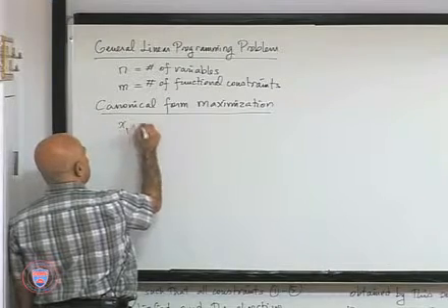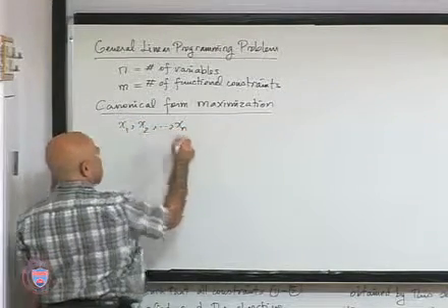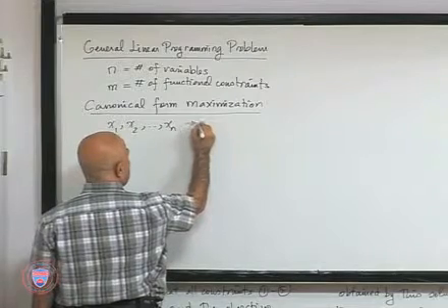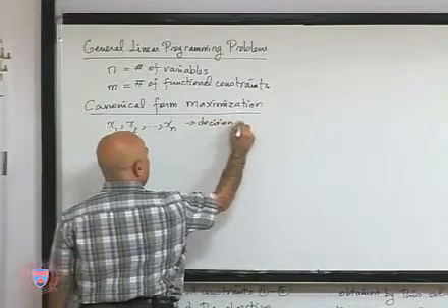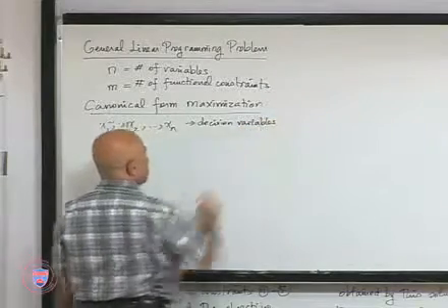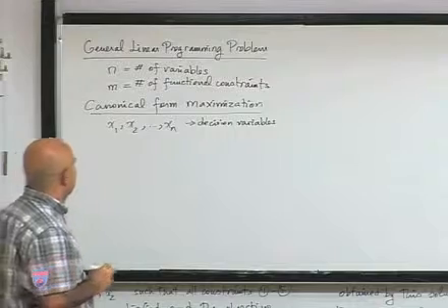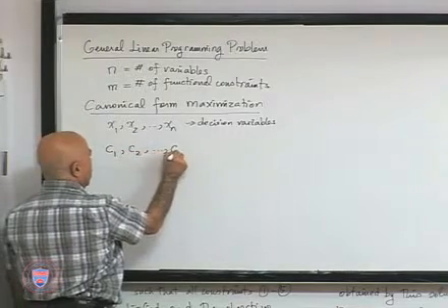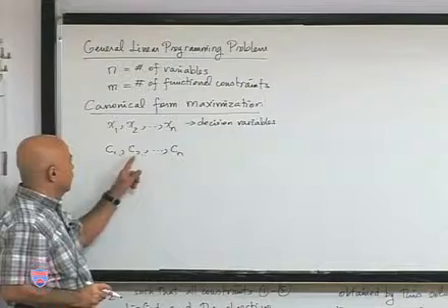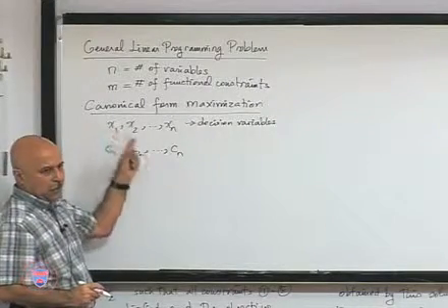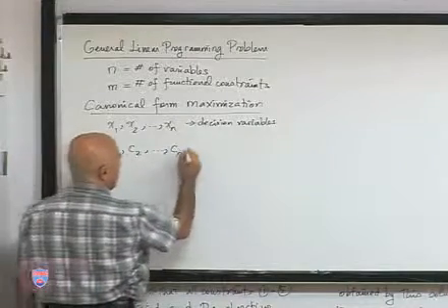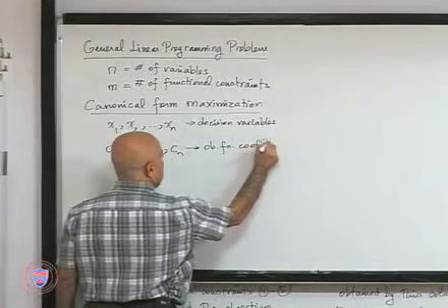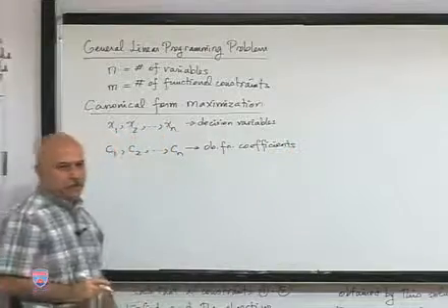My variables will be x1, x2, up to xn. So I've got n variables. These are my decision variables, or just variables. Now I'm going to have certain constants, C1, C2, Cn, associated with the variables x1, x2, xn. These are the objective function coefficients of the variables x1 up to xn.